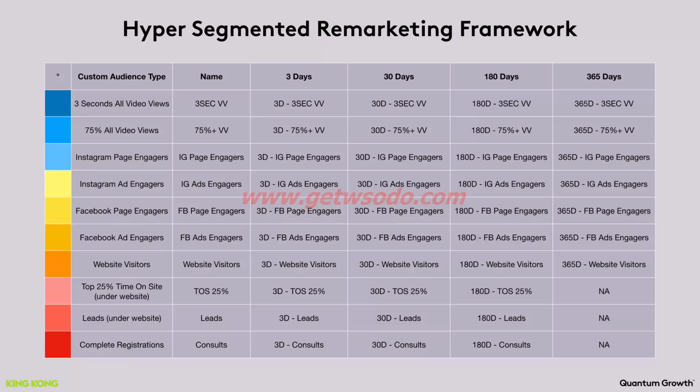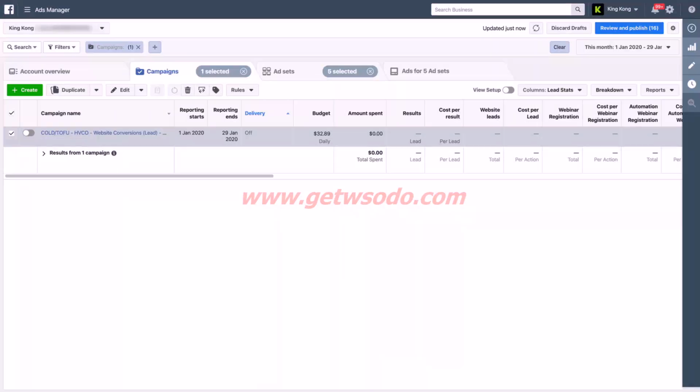And this thing is insane. It's insanely targeted, and the results that you get from it are just ridiculous. So at the top of the funnel, we've got the 3-second views for all video views. And then as you can see, as we go further down the funnel, the engagement rates are increasing. So then we've got 75% of all video views, Instagram page engages, Instagram ad engages, Facebook page engages, Facebook ad engages, website visitors, top 25% of time on site under website, leads under website, complete registrations. And then it just goes down into the name of these, then the day. We're breaking it down into 3 days, 30 days, 180 days, and 365 days.